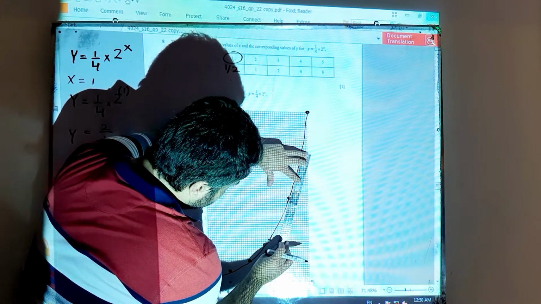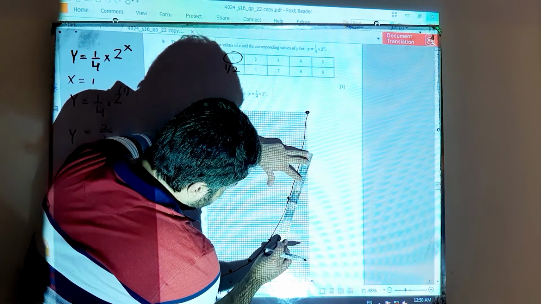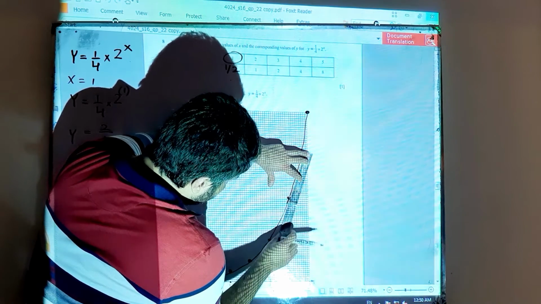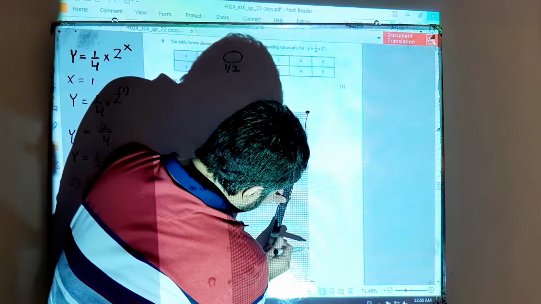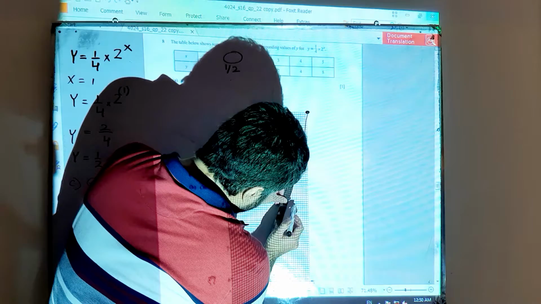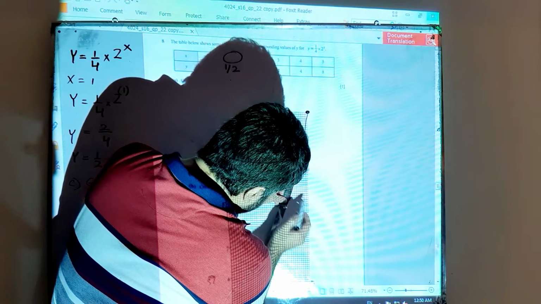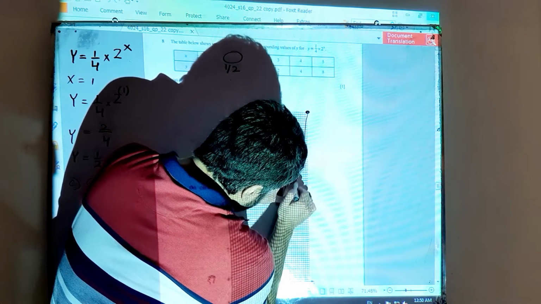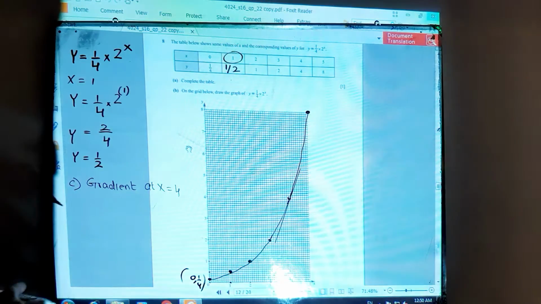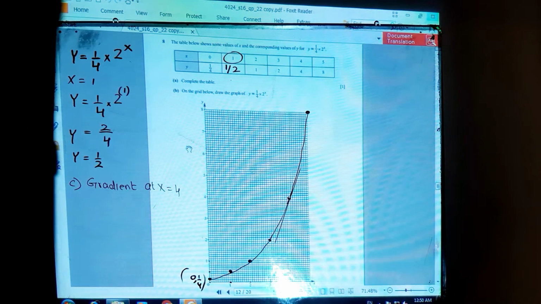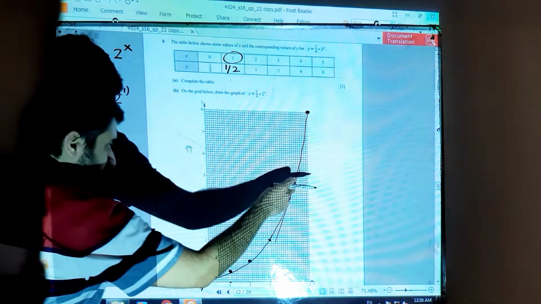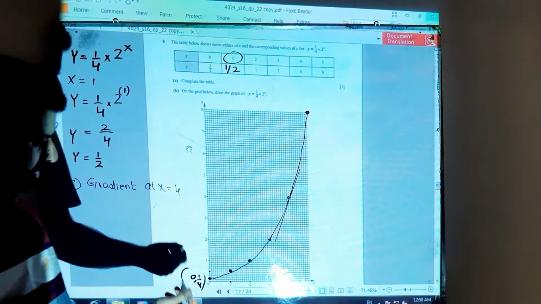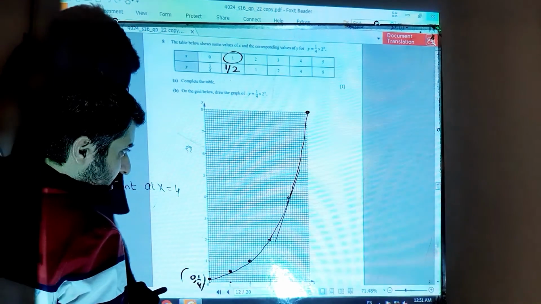Now try this one. Okay, this is better. So the tangent at x equal to 4 is a point where the line just touches the curve, like this one. That's better. So you need to find the gradient of this tangent, which will be the gradient at this point. Let us choose 2 points over here.